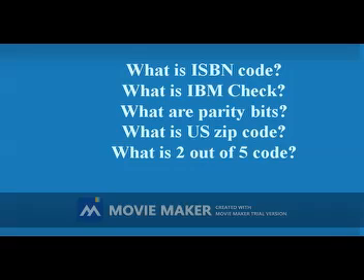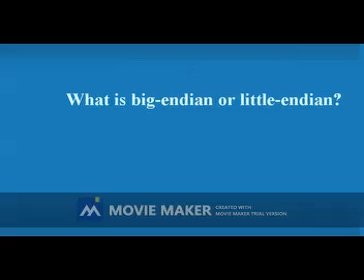This book also answers questions like what is ISBN code? What is IBM check? What are parity bits? Why do we require parity bits? What is meant by parity bit stuffing? What does a US zip code really convey? What is 2 out of 5 code? Also, the book discusses what is meant by big endian machines or little endian machines, and of course, middle endian machines. What is meant by endianness in the computer processor.